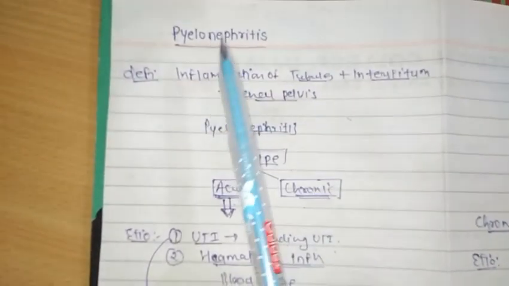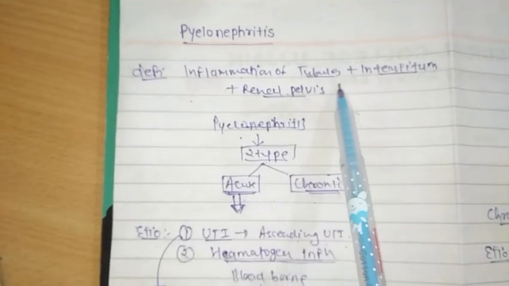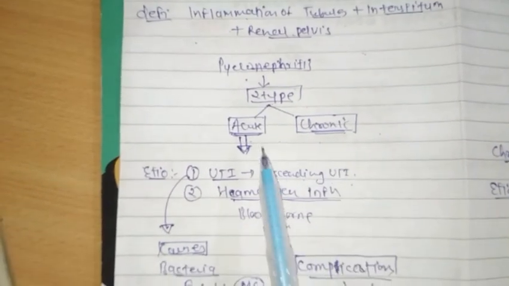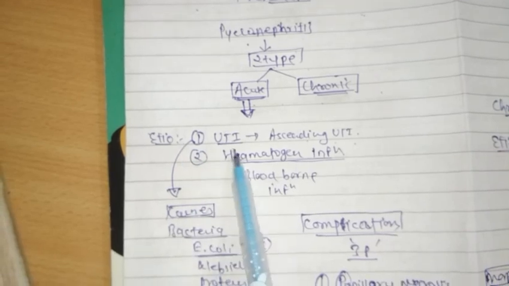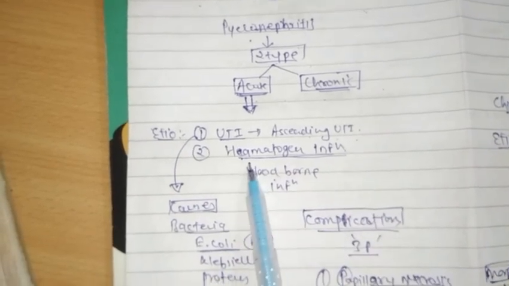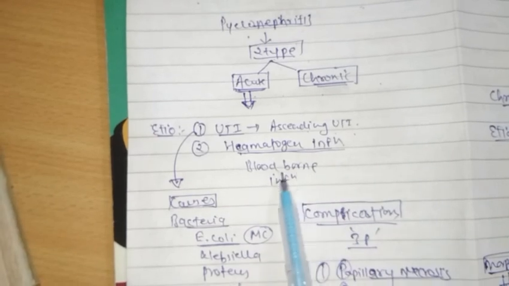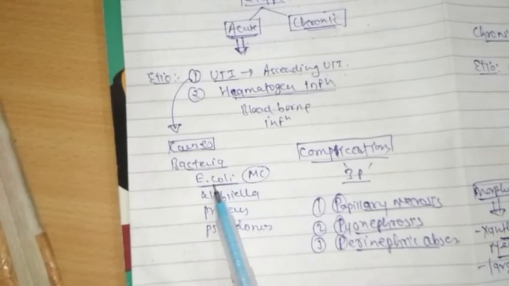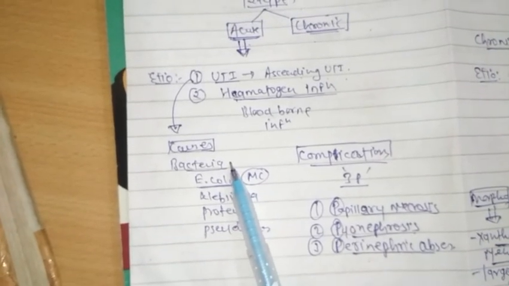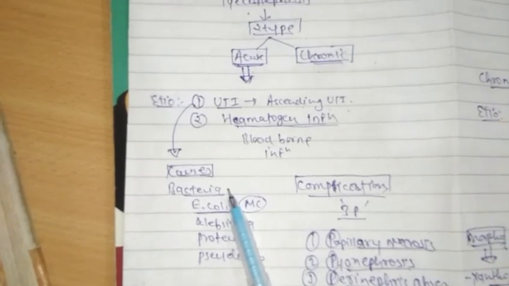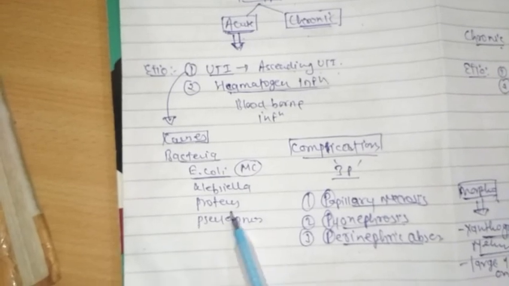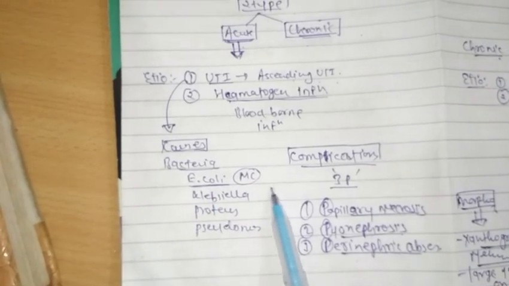So overall, pyelonephritis is the inflammation of the tubule, interstitium and renal pelvis. It is of two types, acute and chronic. The etiology of acute pyelonephritis is UTI, ascending urinary tract infection, and hematogenous infection, which means blood-borne infection. UTI is caused by bacteria, or maybe other microbes such as viruses or fungi, but commonly by bacteria. Among these bacteria, E. coli is the most common cause.